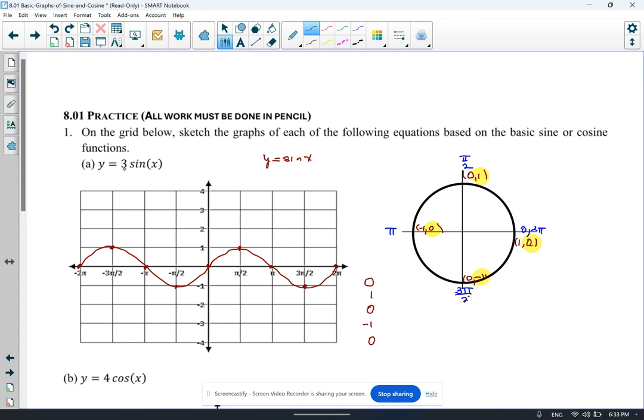When we have a number in front of the function, it's called the amplitude, and it actually multiplies what I call these critical values by 3. So this would then be 0 times 3 is 0, 1 times 3 is 3, 0 times 3 is back to 0, -1 times 3 is -3, and 0 times 3 is back to 0. So we would be graphing 0, 3, 0, -3, back to 0. And that's one cycle.